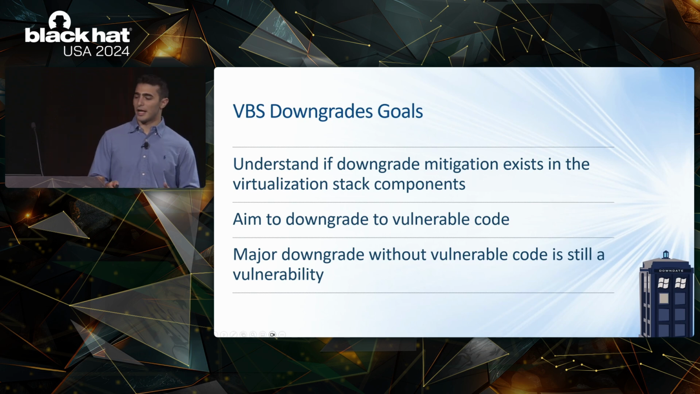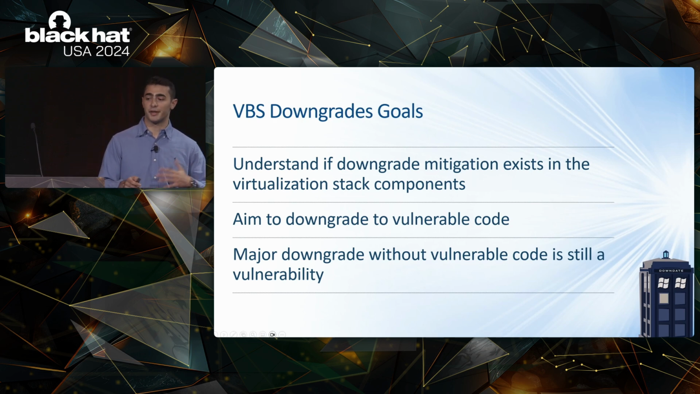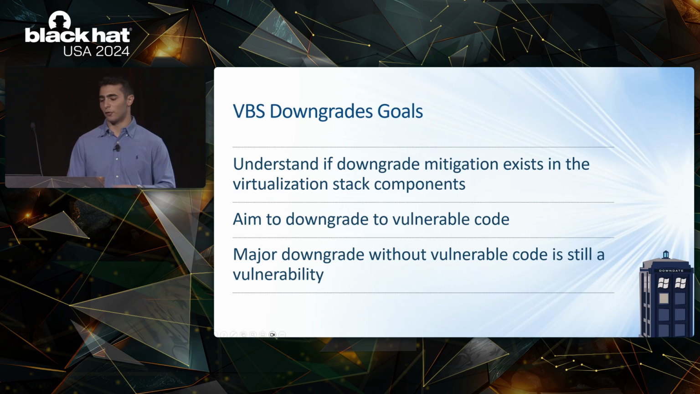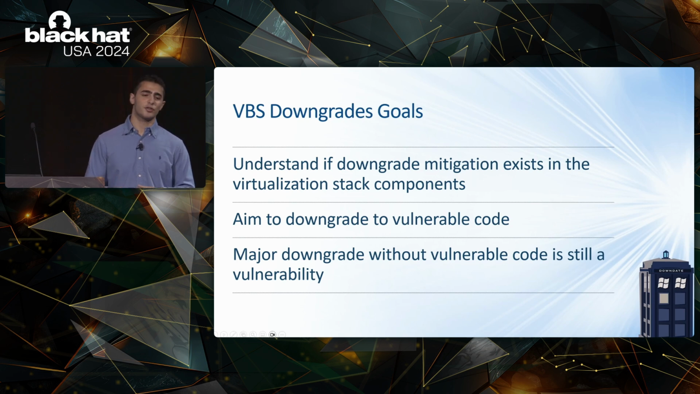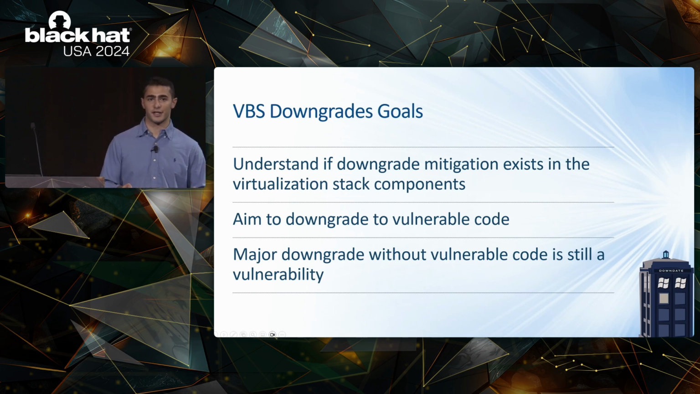When looking at VBS downgrades, my main goal was to understand if there was a downgrade mitigation, such as versioning checks or a revocation mechanism. If no downgrade mitigation was found, regardless of how far I could go with the downgrade, I considered this a vulnerability. And that is because when new vulnerabilities get patched in the target component, it will make the exploitation much easier. And even if not immediately exploitable, it is surely something that needs to get fixed.